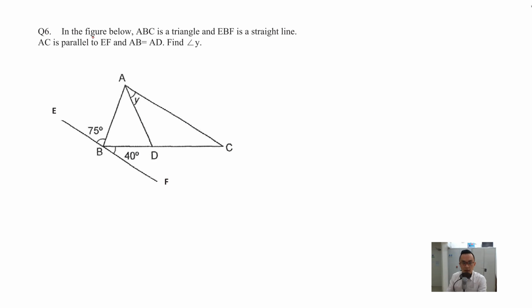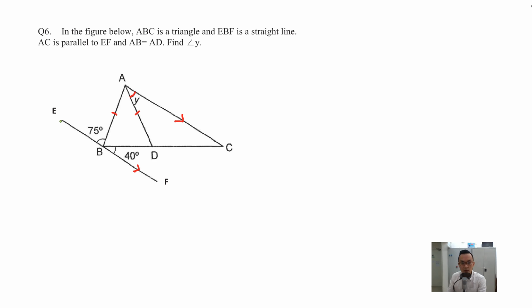Okay, so let's look at the next question. In the figure below, ABC is a triangle, EBF is a straight line, AC is parallel to EF. This is important. And AB equals AD. Therefore, this angle and this angle are also the same. Find angle Y. So this is the angle I'm looking for.